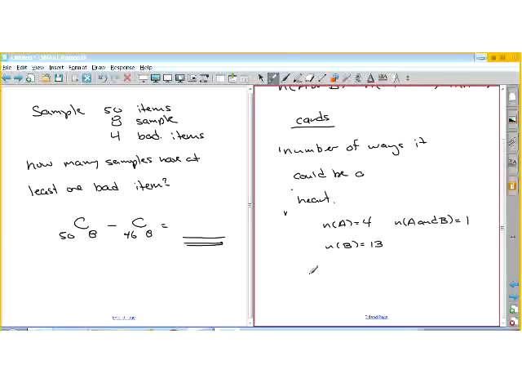So to answer the OR question, the number of ways it could be a 2 or a heart, you take 4, which is N of A, plus 13, which is N of B, subtract off where you had both, and you do the math, you get 16. So 16 out of the 52 cards is going to be either a heart or a 2. If you didn't subtract 1, you would be double counting the 2 of hearts.